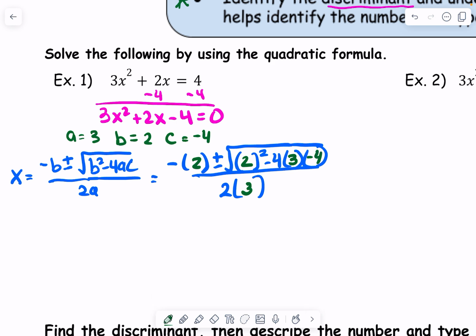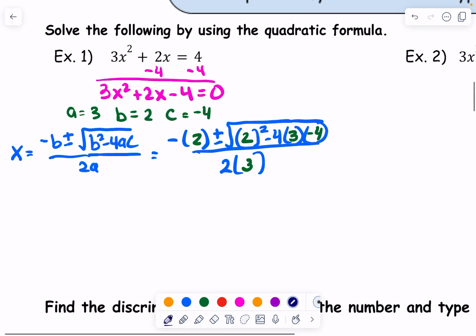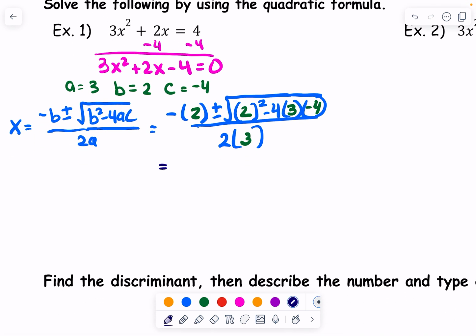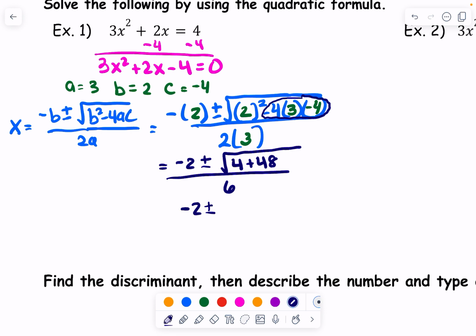Okay, so the next thing we're going to do is just evaluate what we have. So the opposite of 2 is just negative 2 plus or minus the square root of 4. Now I want you to think about this as one number. So 12 times 4 is 48. So this would be plus 48 all over 6. So negative 2 plus or minus the square root of 52 over 6.